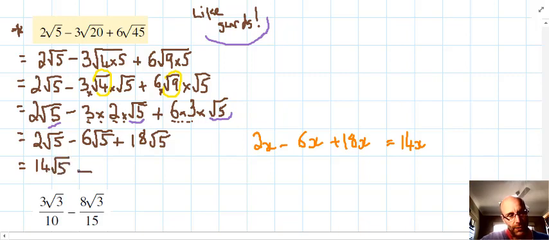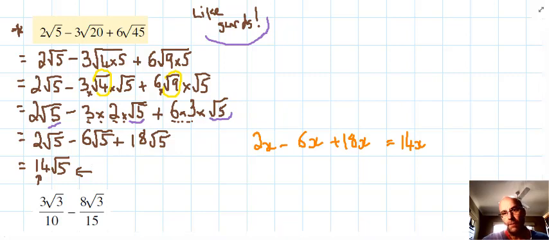Quick check, is that simplified? 14 is 14, it's an integer. Root 5, as we said previously, is an exact value. It's a surd, it cannot be reduced. It cannot be written in a decimal form in a precise way, so yes, 14 root 5.